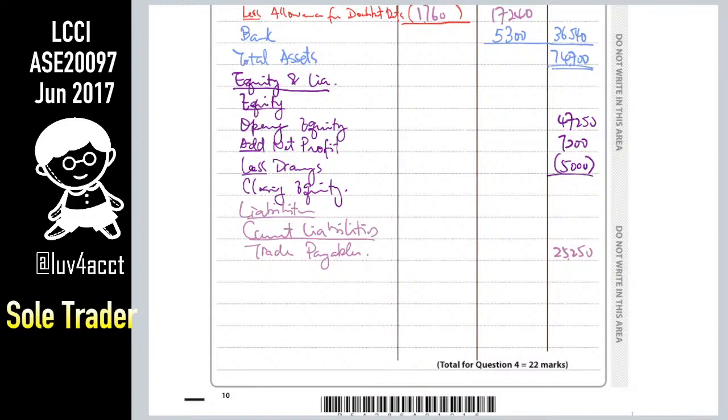Okay, let's see if we can balance. 47250, 7,200, minus 5,000. We have 49450. Add trade payables. Okay, will be 74700. Okay, that is balanced. Okay, so total equity and liabilities. Okay, it's done.